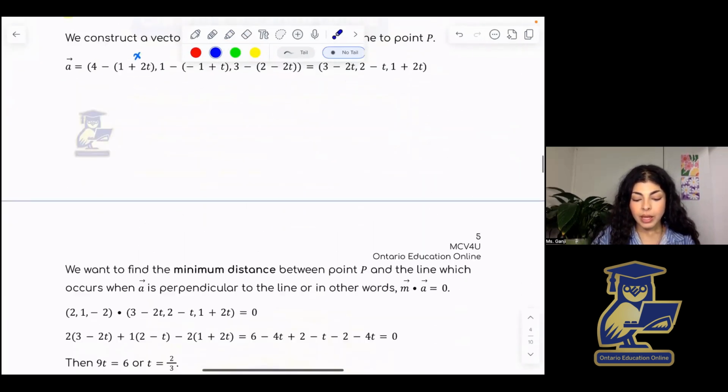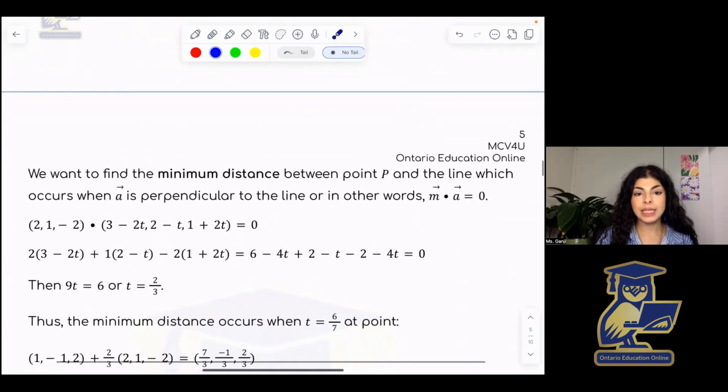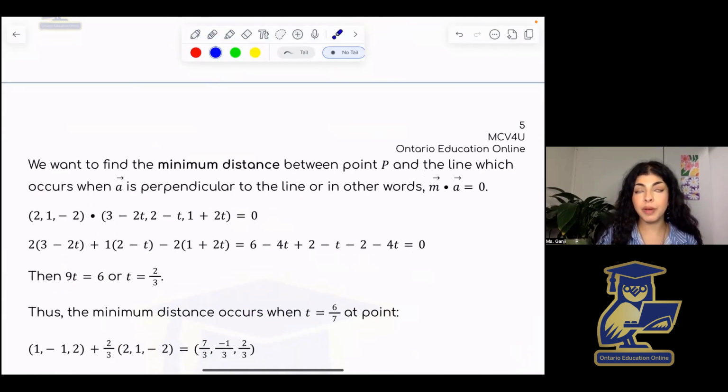Now, we want to find the minimum distance. So remember, to find D, that is the minimum distance between the point and the line. And at this minimum, to find this minimum distance, we want to find the random point, Q, such that A will be perpendicular to the line. So in other words, knowing the direction vector M, this will have a dot product of 0 with A.